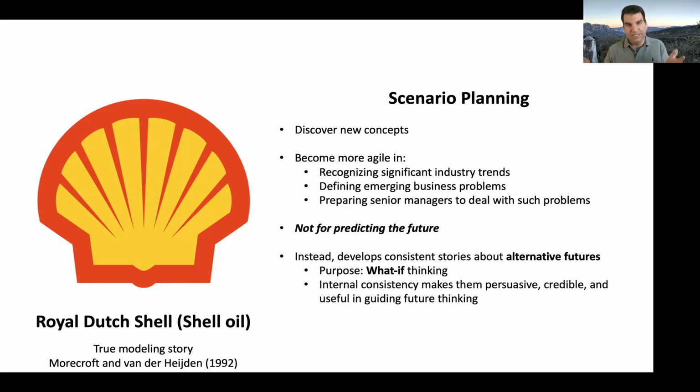There are models, like statistical models, that attempt to predict the future, where you put in data from today and it predicts, based on the data from today, what we will see tomorrow, next year, and so on. And those can be useful. But the model that they go over in this chapter is for scenario planning and strategic thinking. It's not for predicting the future. It's for developing consistent stories about alternative futures.